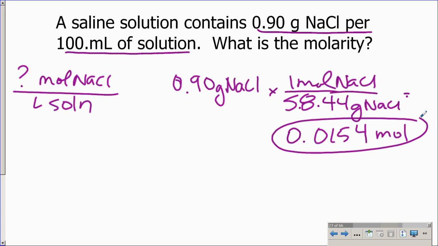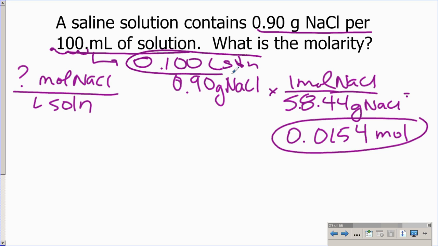Now what? Okay, so I need to convert this to liters. I don't have to show my work for that. How many liters is that? 0.1. So it's just moving the decimal back. 1, 2, 3. So that's 0.100 liters of solution. All right, so the two values I care about are here and here. Now what? Divide.